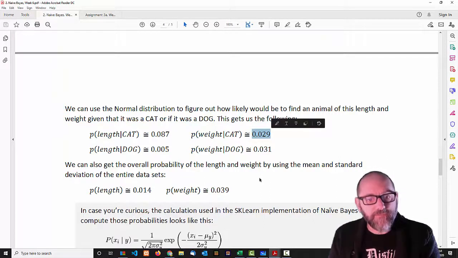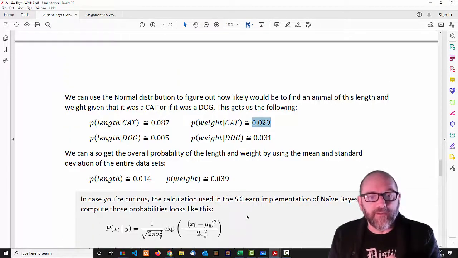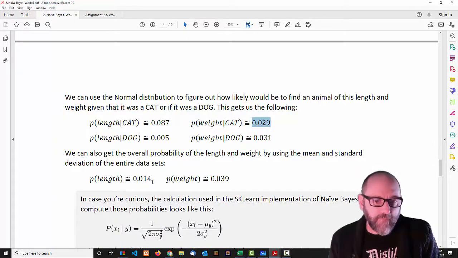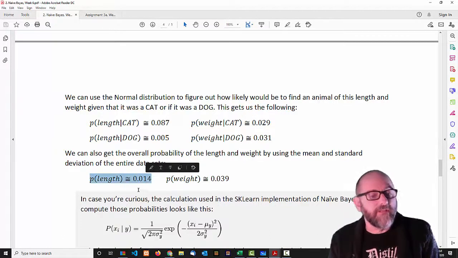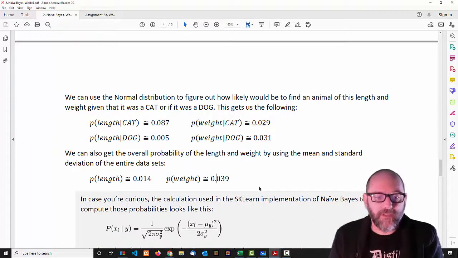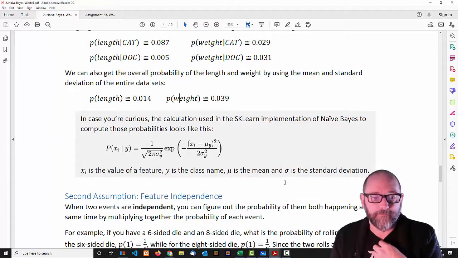And I'm just giving you some numbers here. If you're wondering how sklearn would calculate those probabilities, it does it like this. But we're not going to use that equation. We're just going to work with given probabilities to get a flavor for how the whole thing works. And then you can get the overall probability. So the probability of just getting that length of animal based on the mean for all cats and dogs is this, and the probability of getting that weight is this. Based on the assumption that it's a normal distribution, we can use this equation here to estimate the probability of getting that length and that weight given that it was a cat or a dog, and the prior probability of that length and that weight.